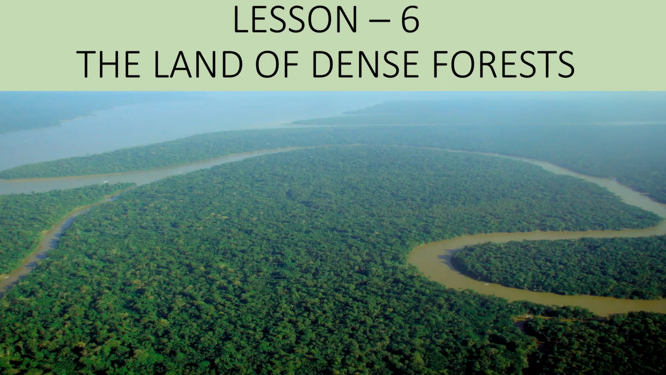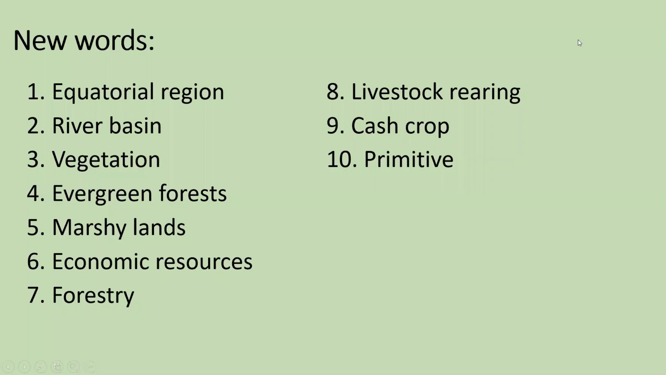zone, children. So before starting the chapter, these are the new words which will help you understand this lesson well. I will read these new words for you. Number 1, equatorial region. Number 2, river basin. Number 3, vegetation. Number 4, evergreen forest. Number 5, marshy lands. Number 6, economic resources. Number 7, forestry. Number 8, livestock rearing. Number 9, cash crop. Number 10, primitive. Okay, so I will be explaining the meanings of these 10 words to you.